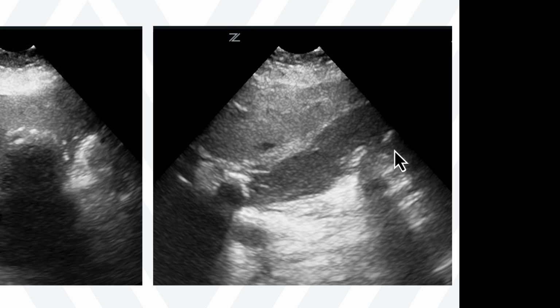We see multiple stones up towards the fundus. So here are some stones with shadows. Here's a large stone at the gallbladder neck with a big deep shadow. Always want to be careful about examining the neck. The stones in the neck tend to be more symptomatic, so take a look for those.